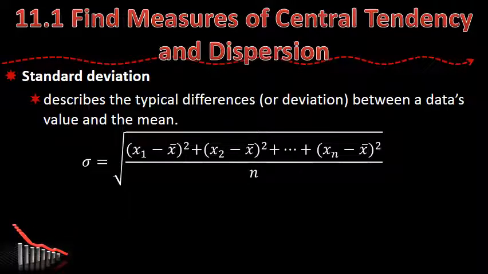The other measure of dispersion is standard deviation, which describes the typical difference or deviation between a data value and the mean. So really what we do is we subtract each data value from the mean. We make this positive by squaring it, and we take the average of that and then square root to undo the squaring.